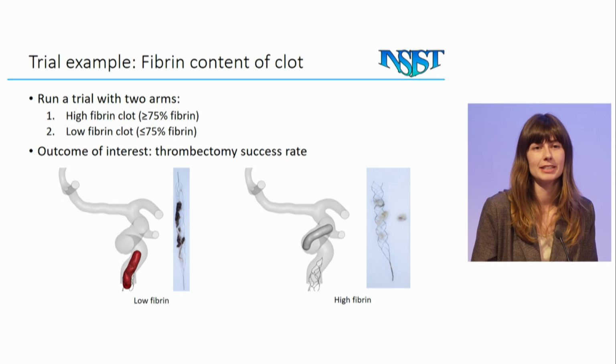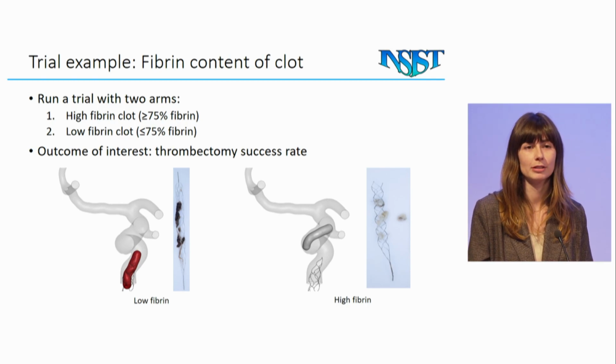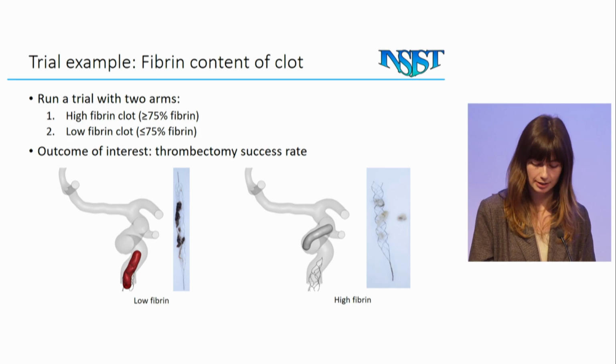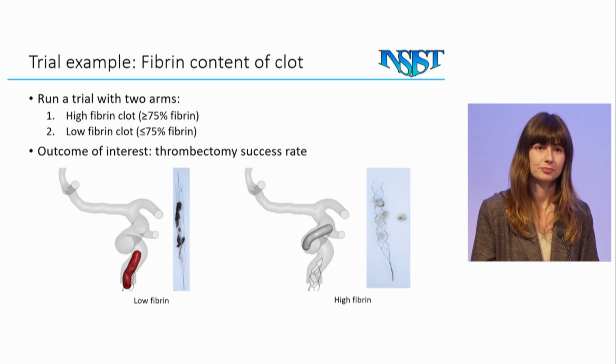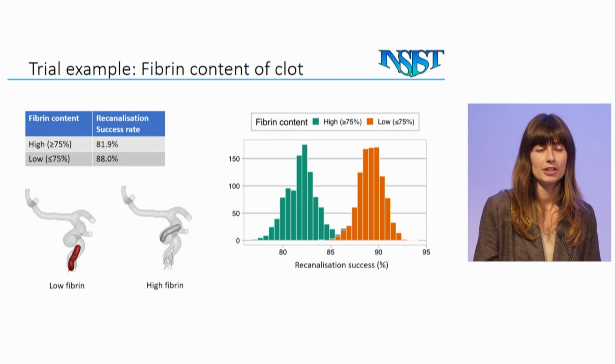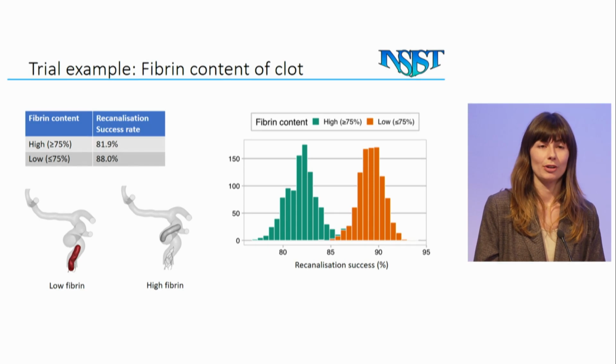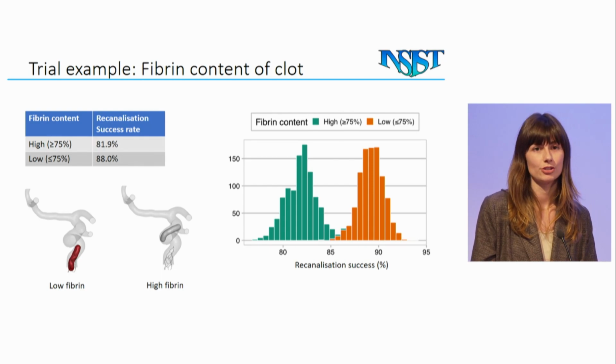As a proof of concept, we ran an in silico trial where we compared the thrombectomy success rate for high fibrin and low fibrin clots. What we suspected is that because these clots have different compositions, they will have different biomechanical properties, and therefore they will interact differently with the stent, and this will lead to different recanalization rates of the patient. What we saw is that patients with high fibrin clots had less recanalization success, so they have lower success rates, and this is what you can also see in the graph.